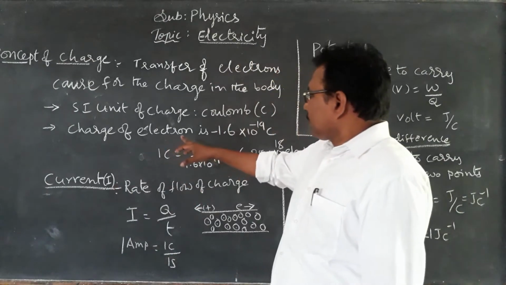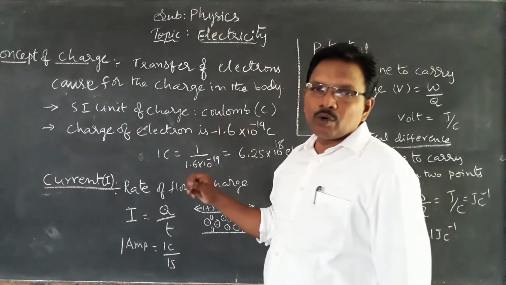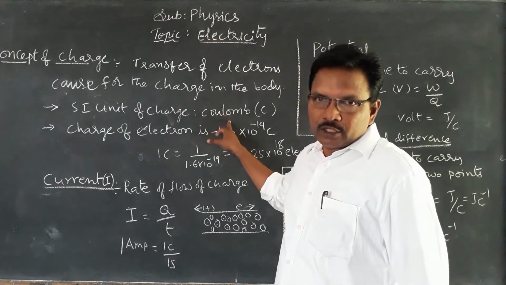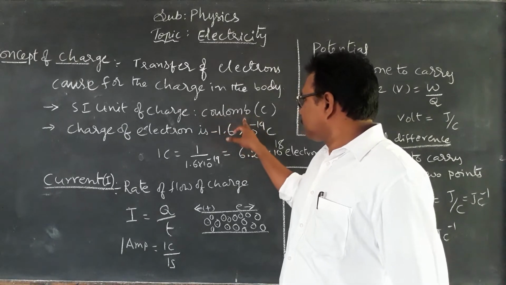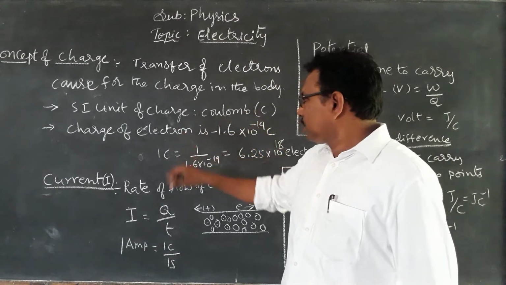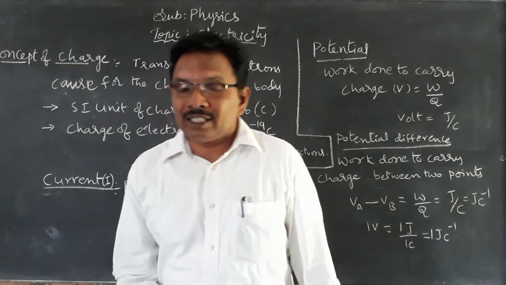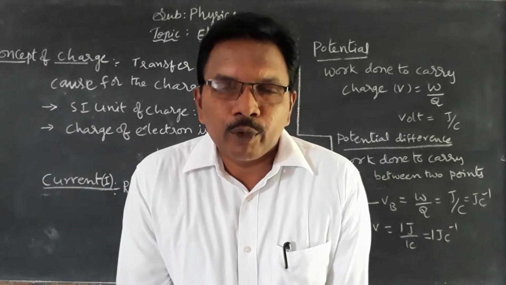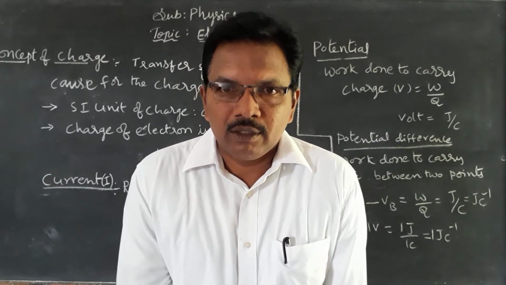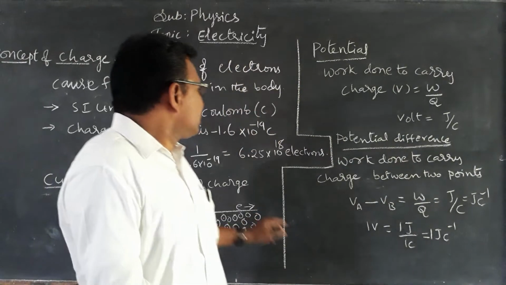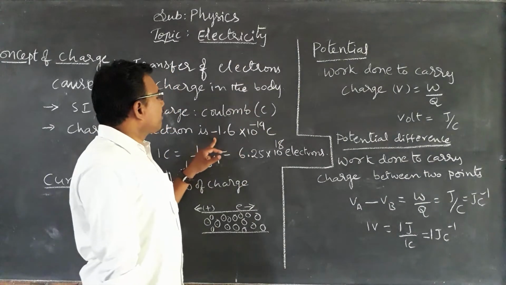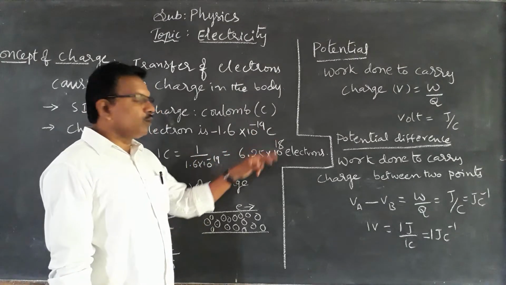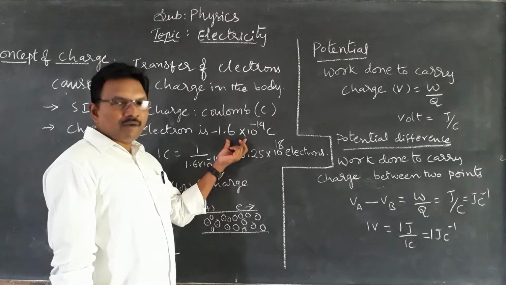Now, what is the SI unit of charge? The SI unit of charge is the coulomb. Now, do you know what the charge of an electron is? Every electron has some charge, and every proton has some charge. The charge of an electron is minus 1.6 into 10 power minus 19 coulombs.